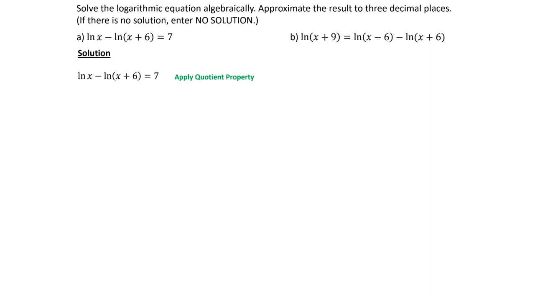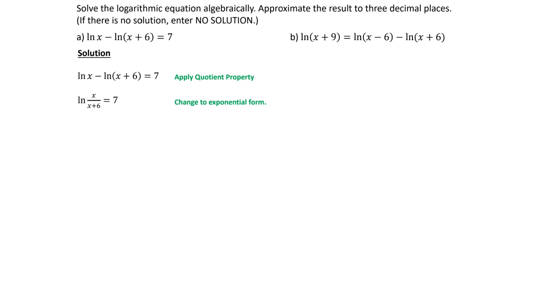Or if we can eliminate some of the variables. So I see that natural log of x minus the natural log of x plus 6, these are the same logs, so I can condense it by using my quotient property, and that's the division, right? That's the natural log of x over x plus 6 is equal to 7. Okay, so now to solve, we can convert this log into an exponential form. I think that's the easiest route to work some of these problems out.